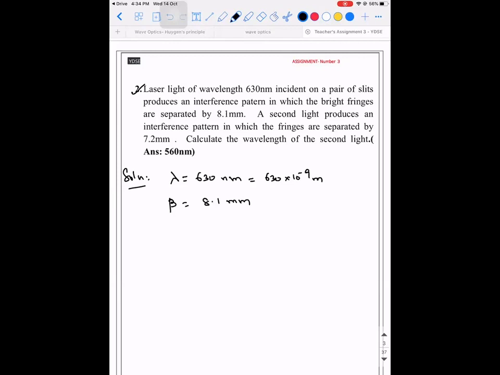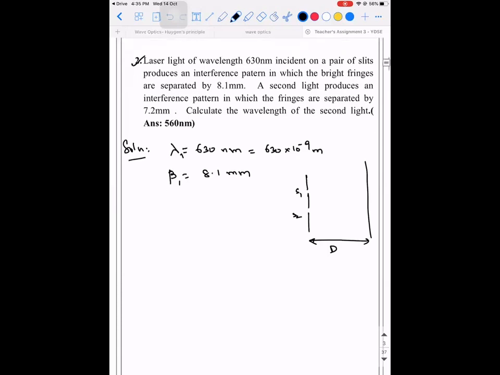So one important point to be noted here is the setup is the same. The distance between the slits is the same, and the distance between the slit and the screen is also the same. But what is changed? Lambda. The colors are changed, right? So two scenarios should be taken: lambda 1, beta 1. So observe this.